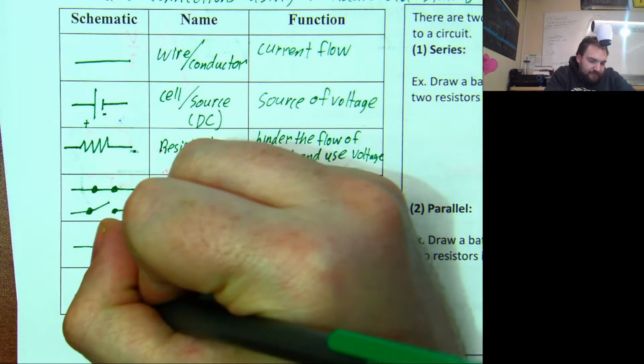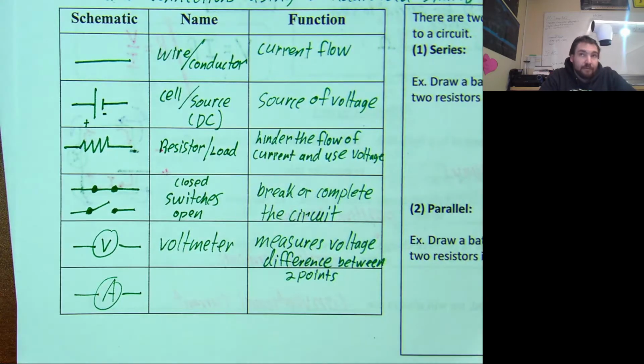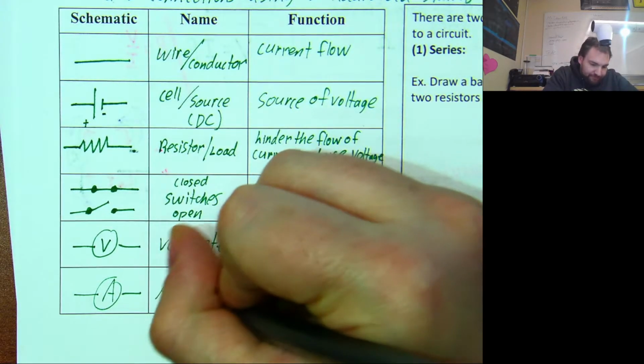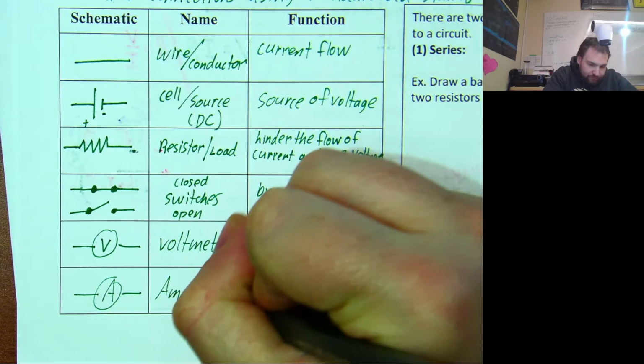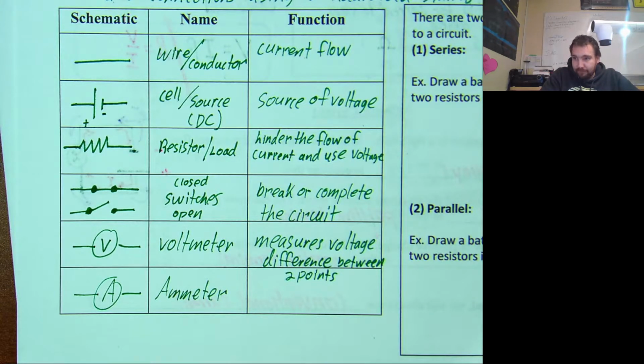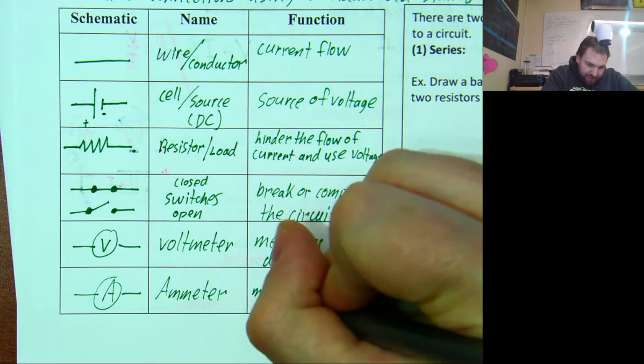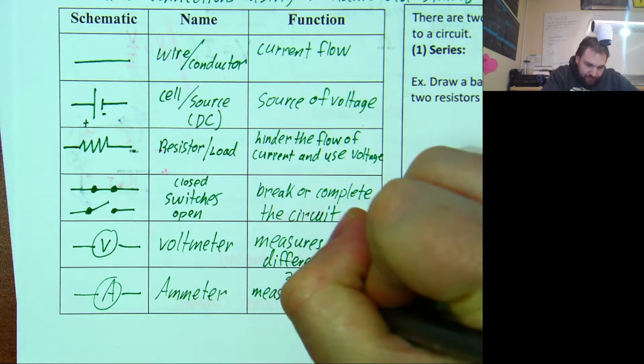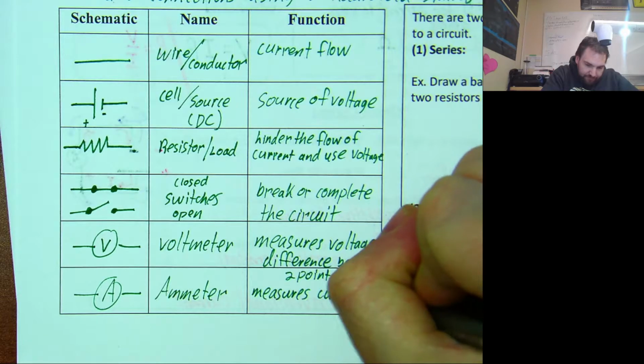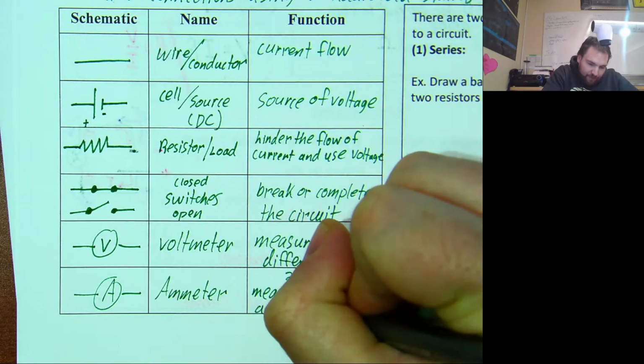What's one of these? An ammeter. Measures current at one point.